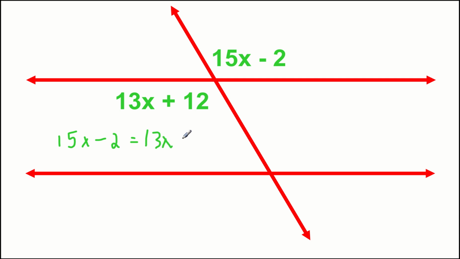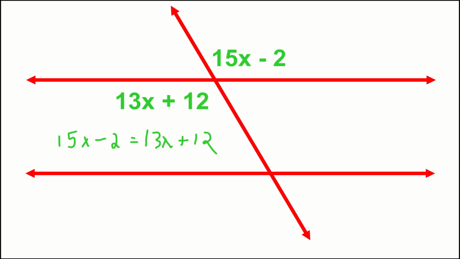What you got, Levi? Yeah, we got x equals 7. So we set them equal to each other. That would be the equation we have: 15x minus 2 equals 13x plus 12. If you had it flipped around, that'd be fine too: 13x plus 12 equals 15x minus 2. It's the same thing.